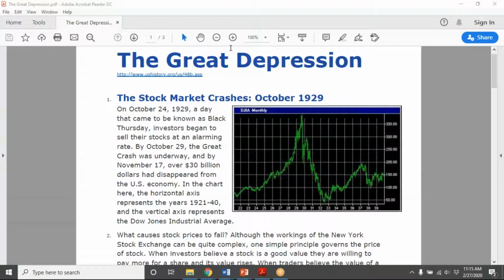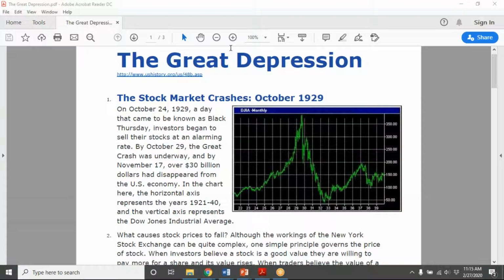Only about 10% of Americans at that time owned stock in the stock market. Today, I think it's about half. About half of America has money invested in the stock market. So the stock market is a bigger deal today for more people than it was back then. But back then, only about 10% had money in the stock market.